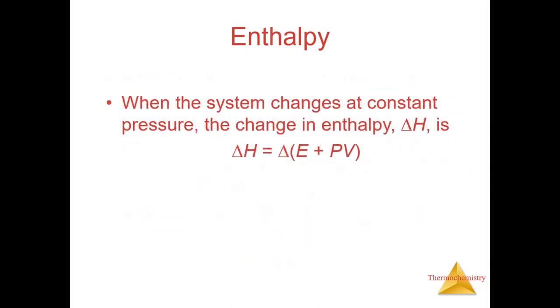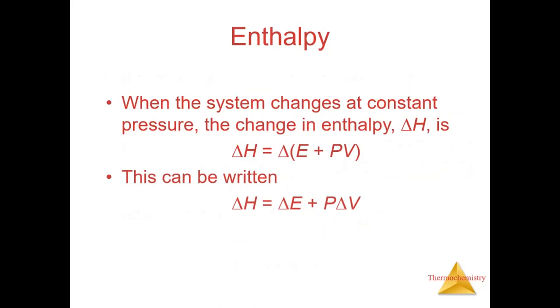When the system changes at constant pressure, then the change in my enthalpy, delta H, is equal to the change in the energy plus PV. But remember, pressure is not changing. So in actuality, this delta H becomes delta E plus pressure times delta V.